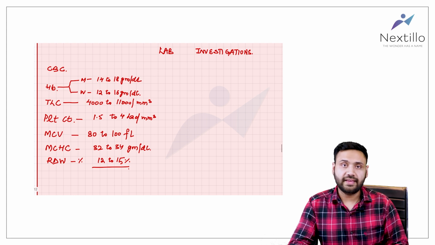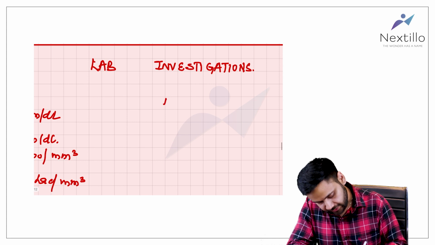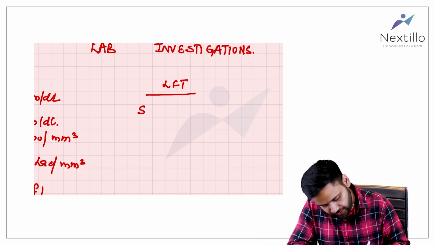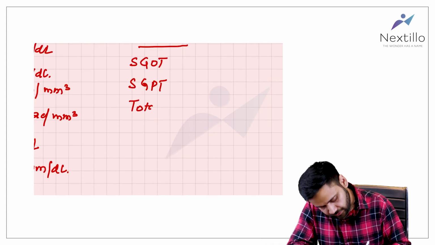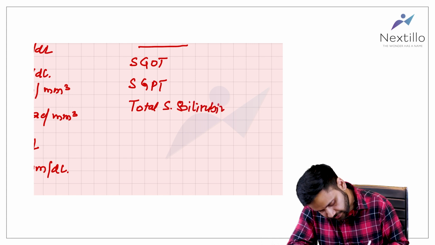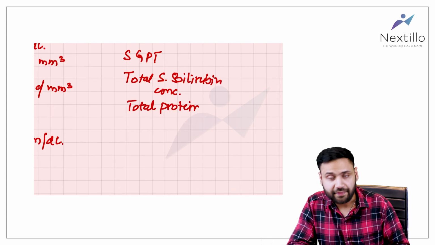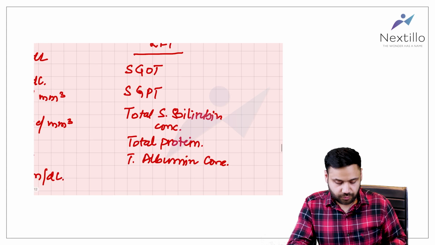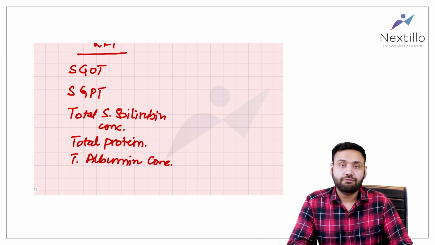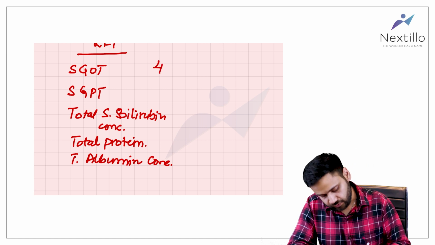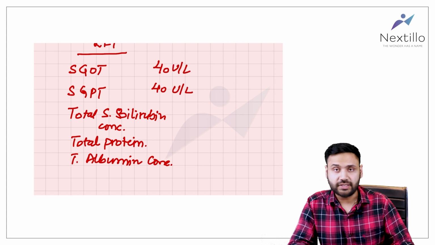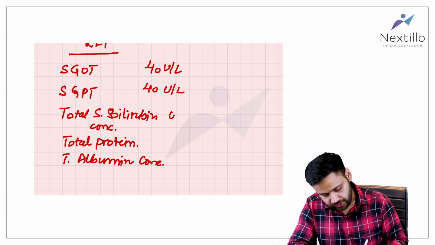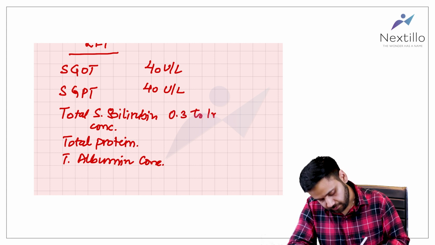Let's move on to the LFTs. The values that we are going to study here are SGOT, SGPT, total serum bilirubin concentration, total protein, and the last one is total albumin concentration. For both SGOT and SGPT, the upper limit is 40 units per liter. For total serum bilirubin concentration, it is normally between 0.3 to 1 milligrams per deciliter.